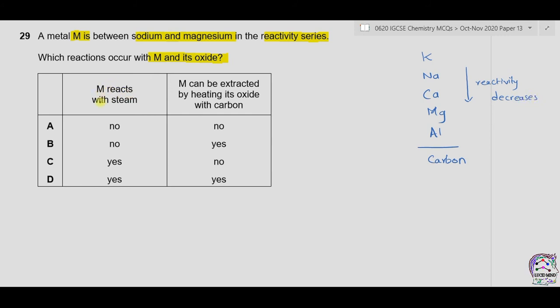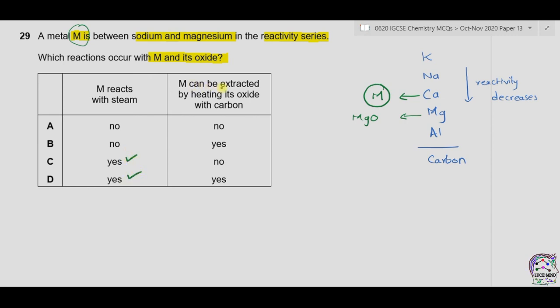First is that M reacts with steam. Now as we know, magnesium can react with steam to form magnesium oxide and produce hydrogen gas. So as metal M is between sodium and magnesium, it means it is calcium. And calcium is more reactive than magnesium, so it will react with steam to form hydrogen gas.